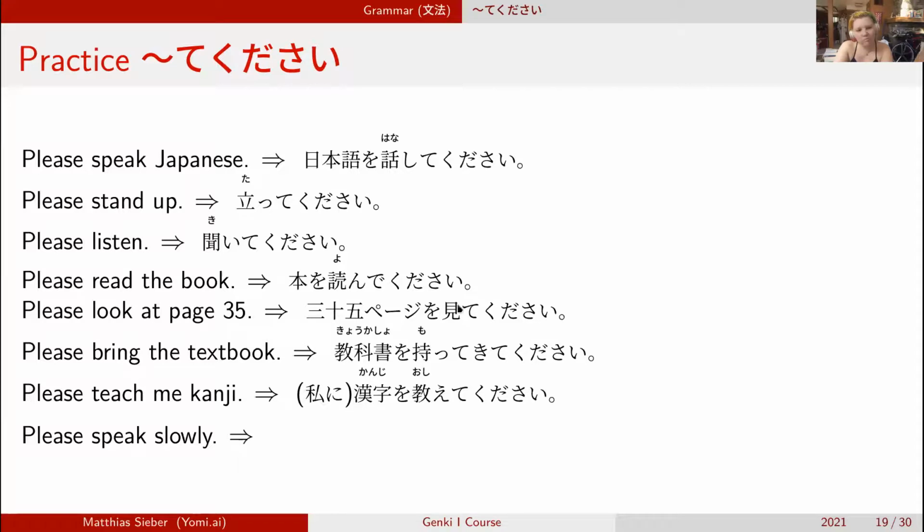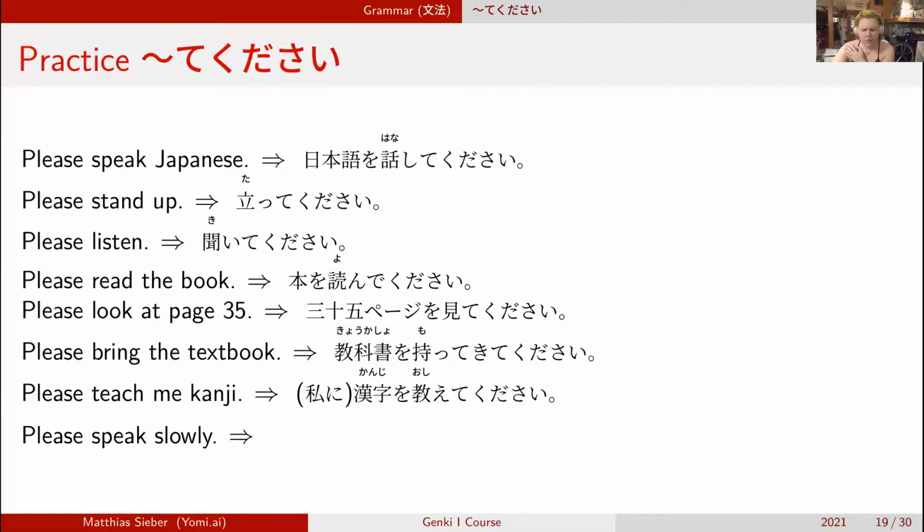Please speak slowly. Speak is hanasu. Okay, so slowly. Slowly, I don't remember. It was just new. It's yukkuri, no? Slowly. Okay.